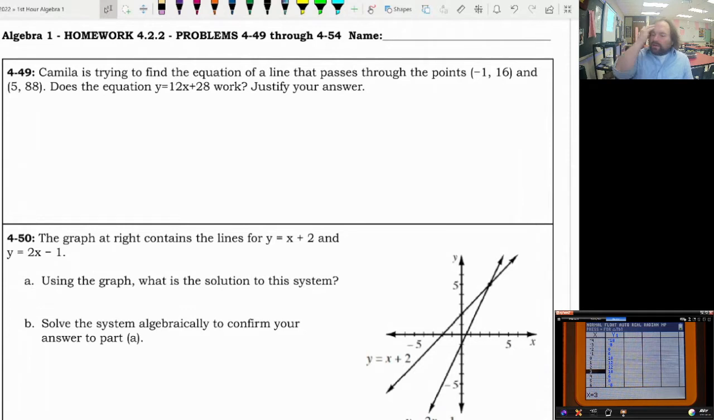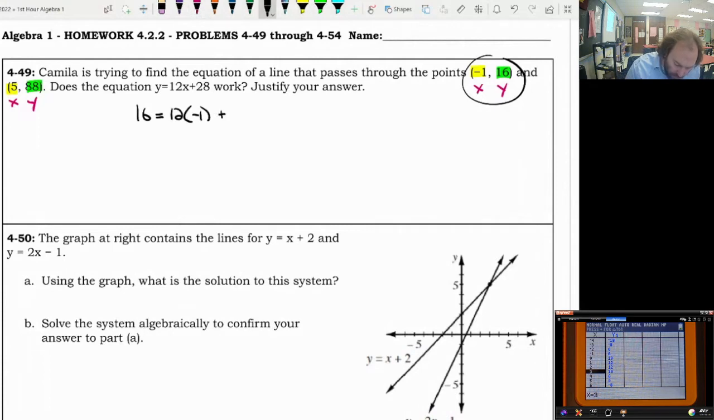Camilla is trying to find the equation of a line that passes through the points (-1, 16) and (5, 88). Does the equation y = 12x + 28 work? Well, here's all we're going to do. We're going to plug the x's and the y's into the equation and see if it holds up. So, for the first point, does 16 equal 12 times -1 plus 28? That's the question. Technically, we should put a question mark above this because we're testing to see if it's correct, not saying that it is correct.